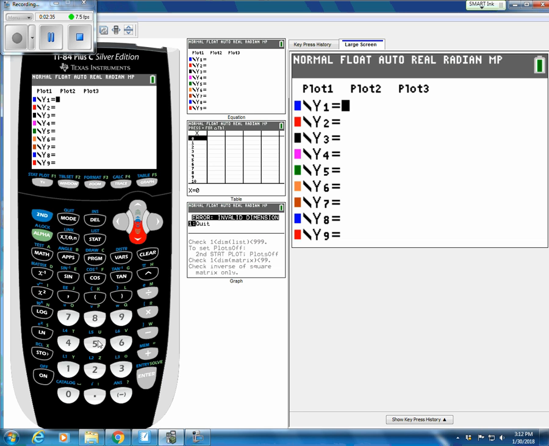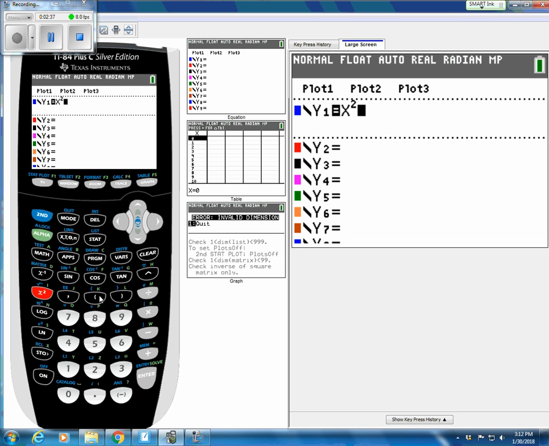Okay, so I'm going to type that in there. X squared times x plus 3 times x minus 1. If you guys can hear the planes flying across right now.